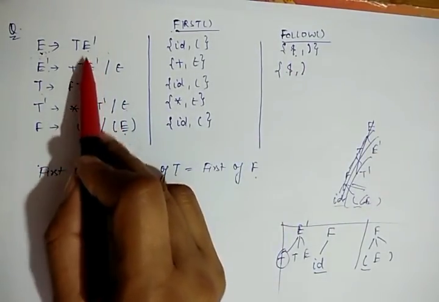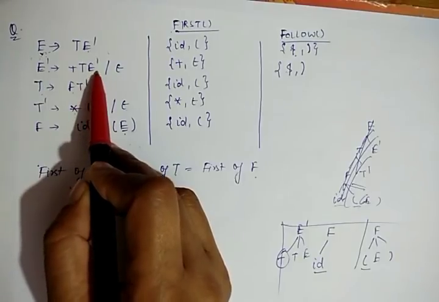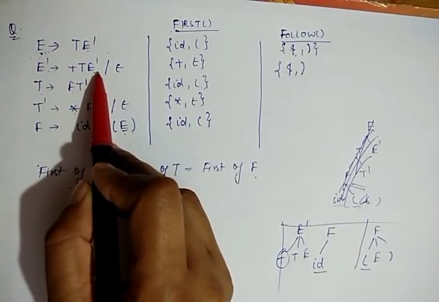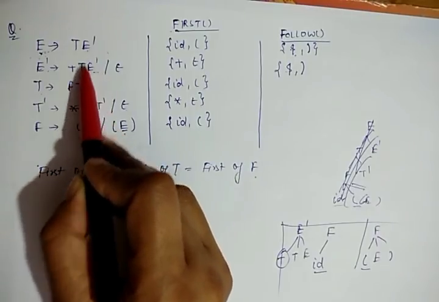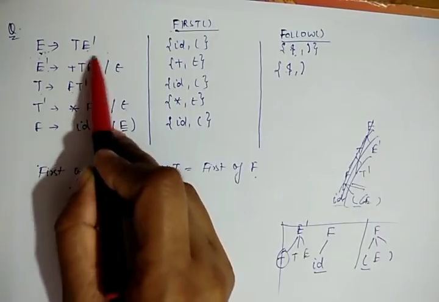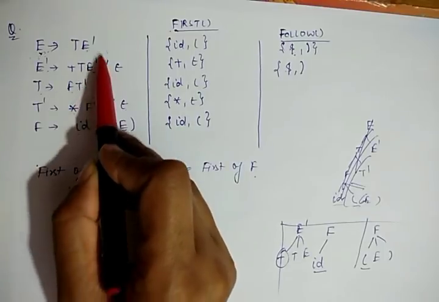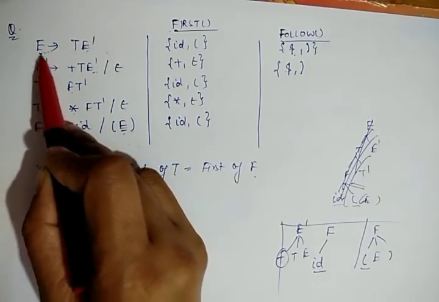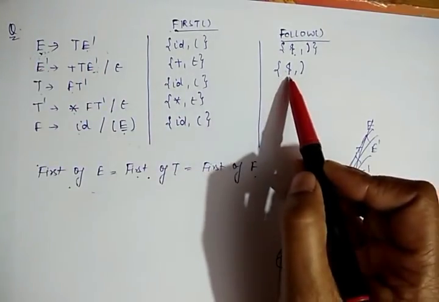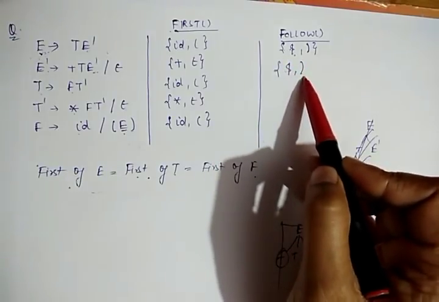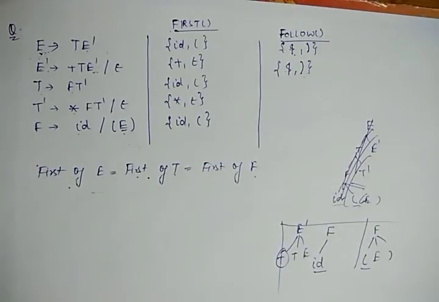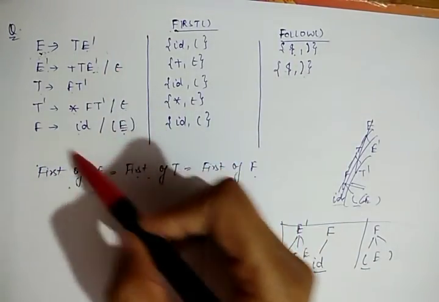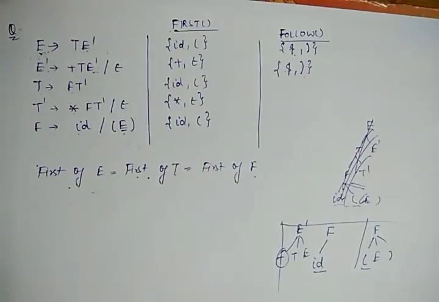Now again check where E dash encounters. E dash encounters here. But again this E dash becomes the rightmost element of the right hand side. So just follow the left hand side. Then follow of E dash is what? Here we have only dollar and close brace. So the answer is dollar and close brace, as there is no other place where E dash encounters.